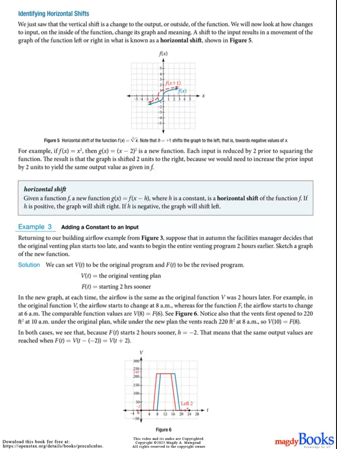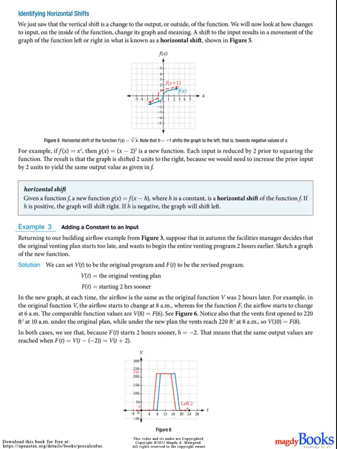In the new graph, at each time, the airflow is the same as the original function v was 2 hours later. For example, in the original function v, the airflow starts to change at 8 a.m., whereas for the function f, the airflow starts to change at 6 a.m. The comparable function values are v of 8 equals f of 6. See Figure 6.